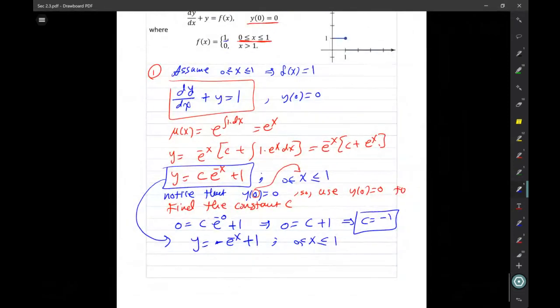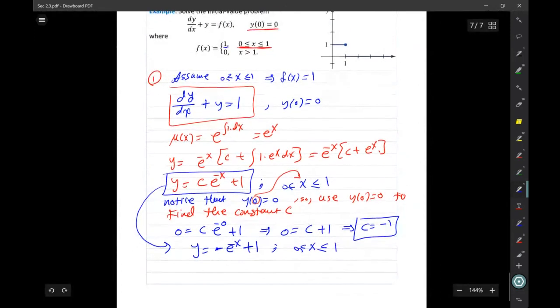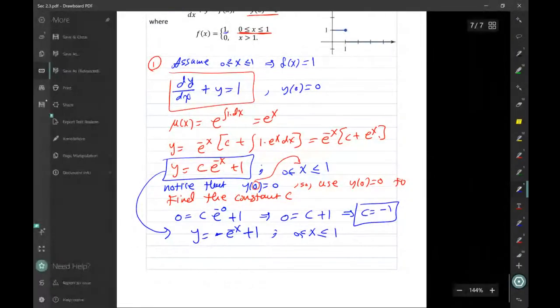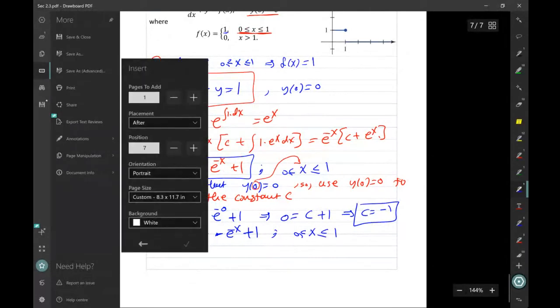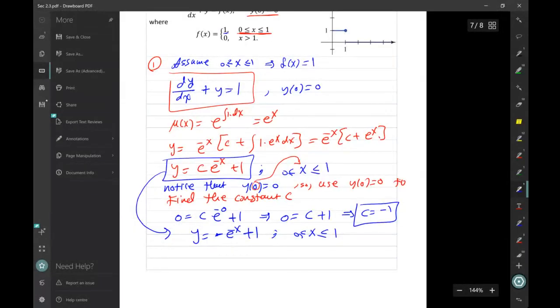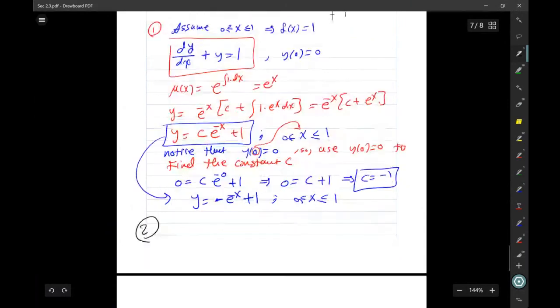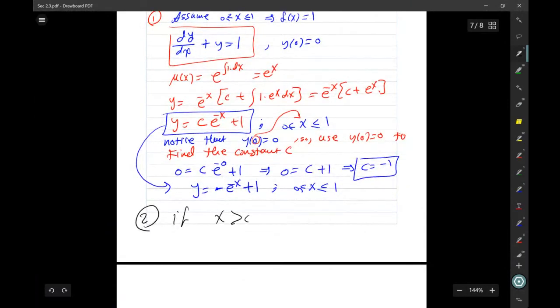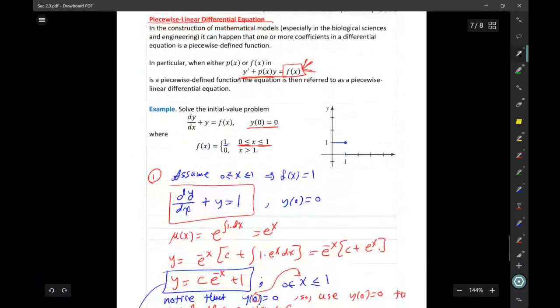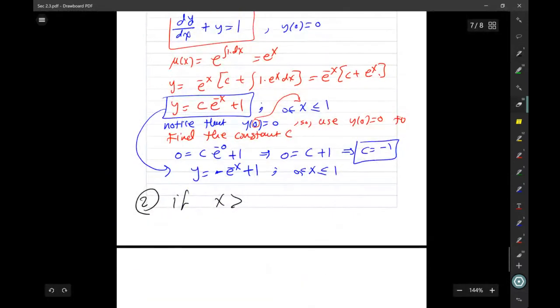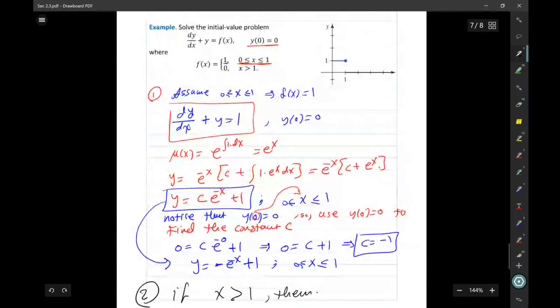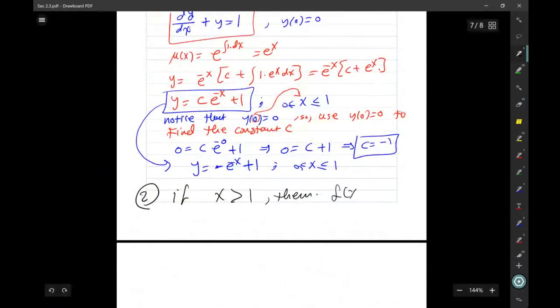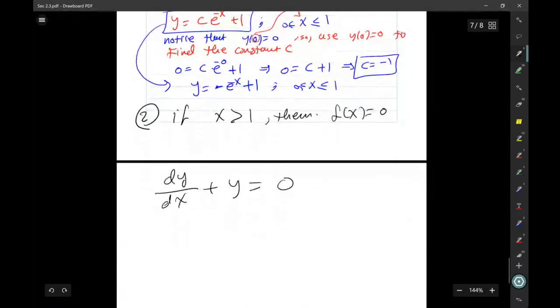Now we just finished the first interval. Now I have to do the same thing for the second interval. Number two, if x is greater than 1, then what is the function f of x equal to? f of x is equal to 0. So my differential equation becomes dy by dx plus y is equal to how much? 0.